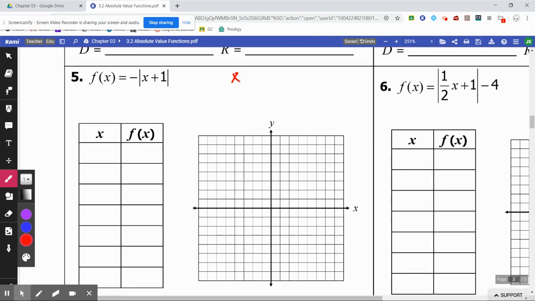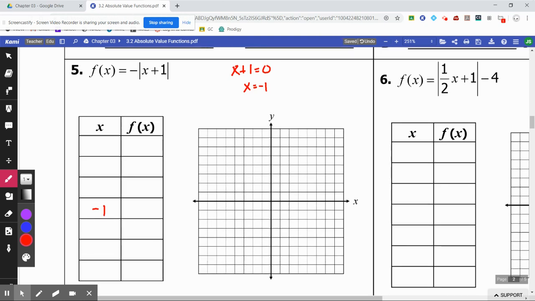The stuff inside, to find your vertex, set it equal to 0, and you're going to get x is -1 is going to be your vertex. This one will be easy to graph using that vertex. Pick a few values on each side. We'll go 0, 1, and 2 on this side, -2, -3, and -4 on this side. When you plug in your vertex here, -1 plus 1 is 0. You do everything inside, then you take the absolute value, and then you put the negative in front of it.